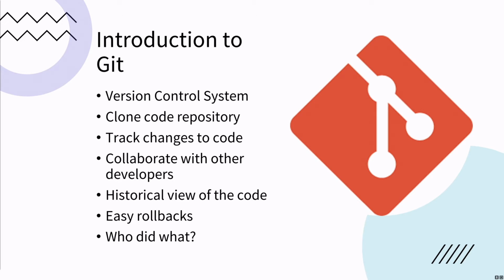It also allows for a historical view of the code, who did what changes they made, and then you can roll back to any of those different changes. So it really answers the question of who did what, especially when something breaks.